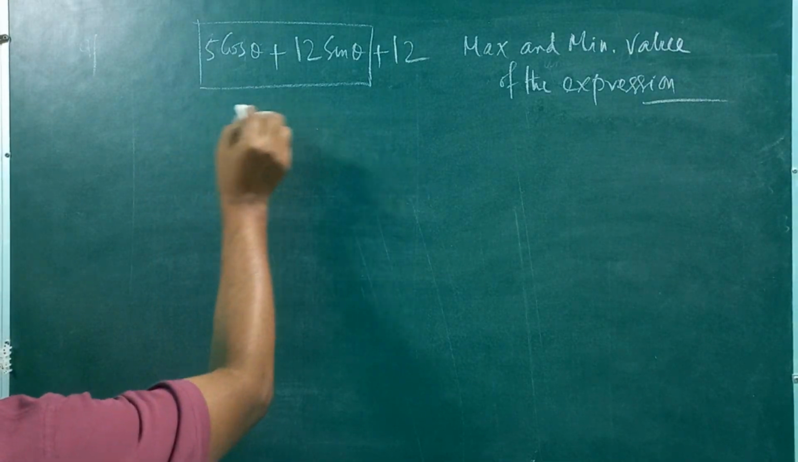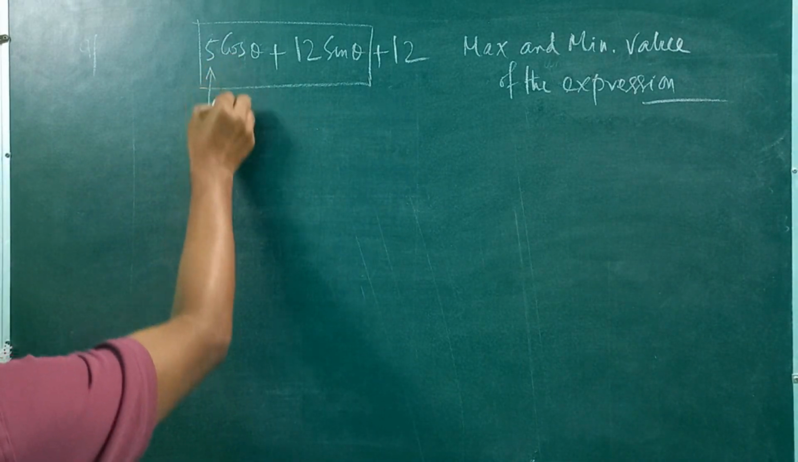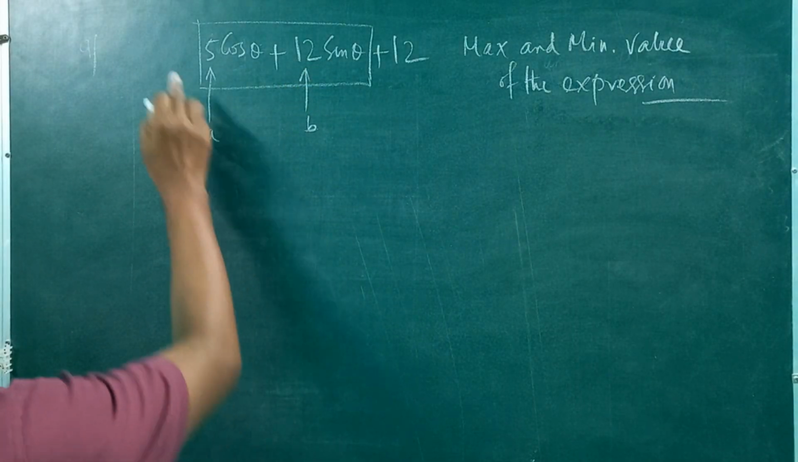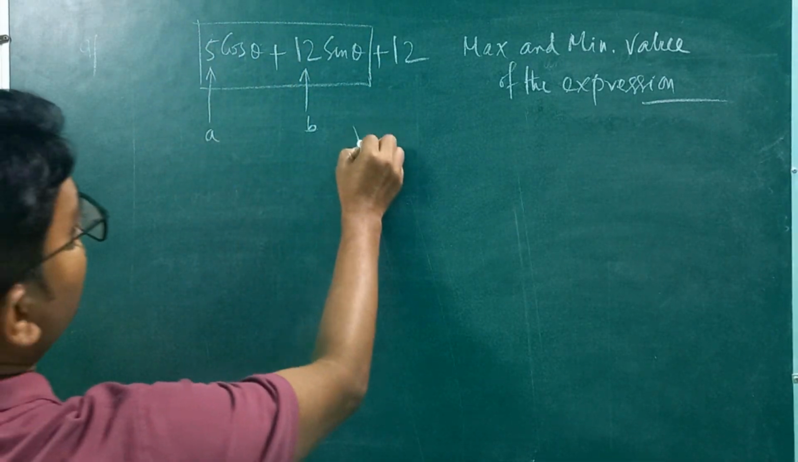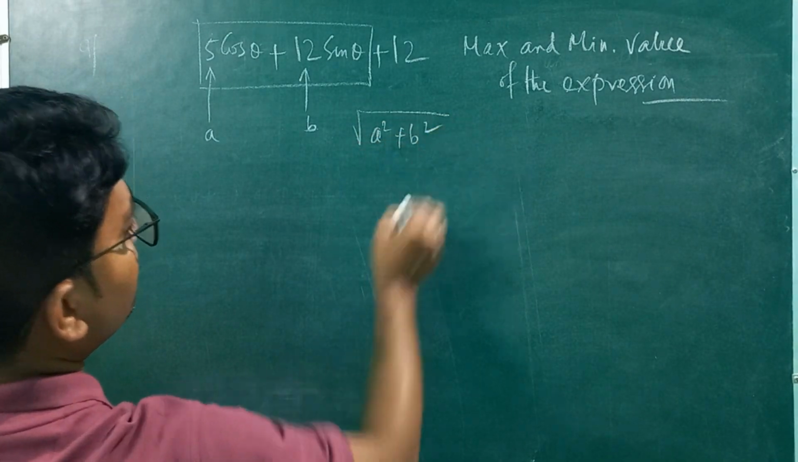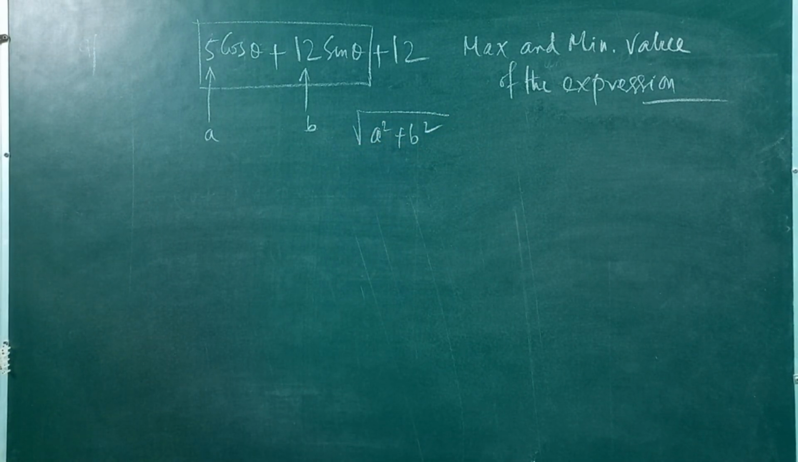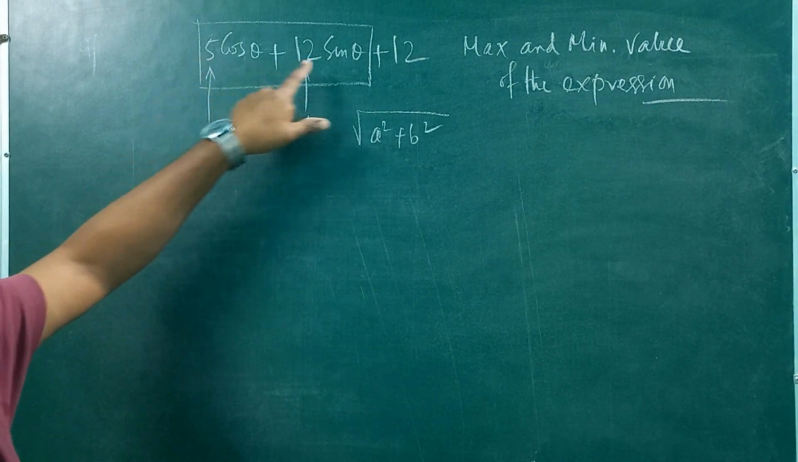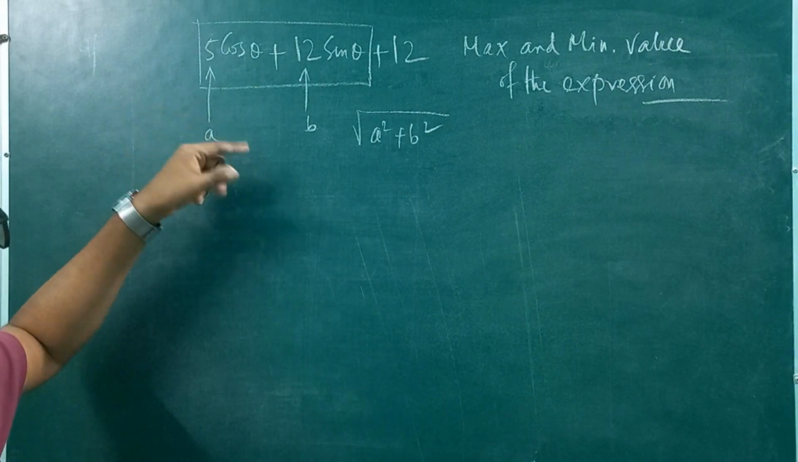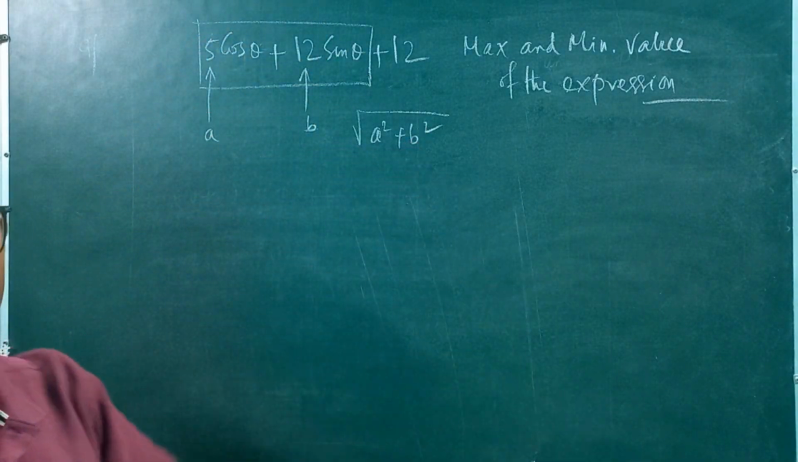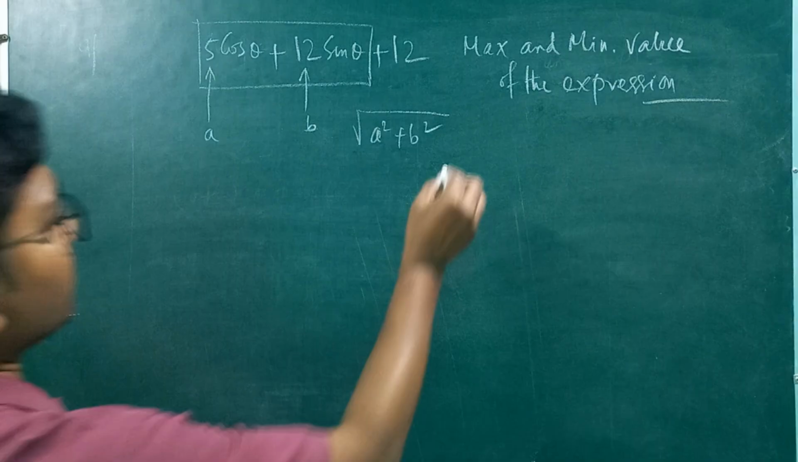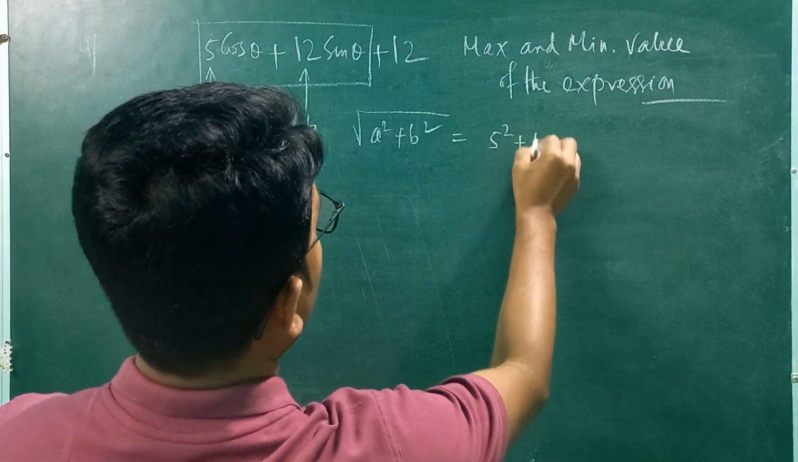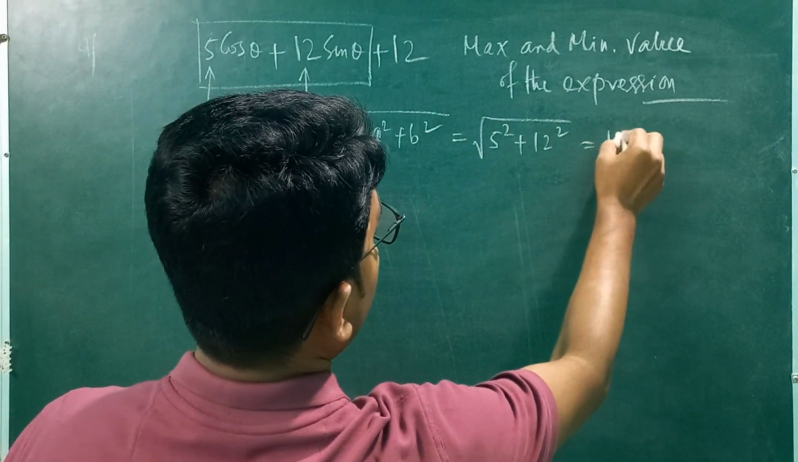We can approach the problem in this way. If this one is A and this one is B, we will divide this expression by root over of A square plus B square. This is a very general calculation. If the coefficient of cos theta is A and the coefficient of sin theta is B, then we divide this expression by root over of A square plus B square. Here we will divide by root of 5 square plus 12 square, that is 13.